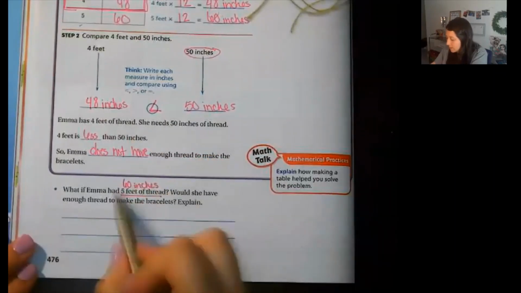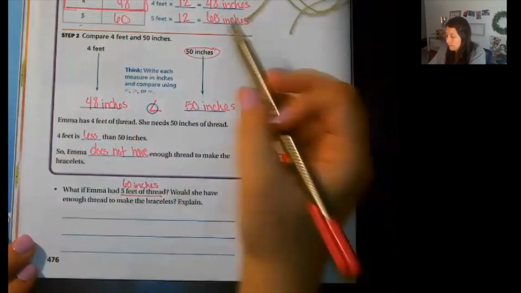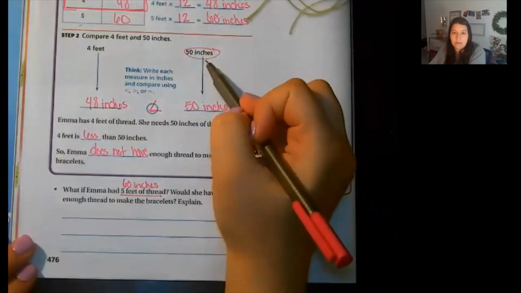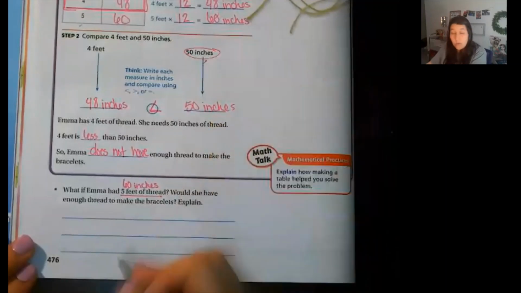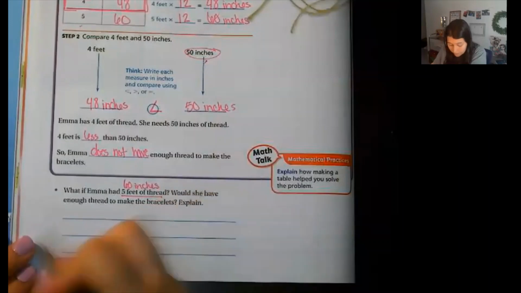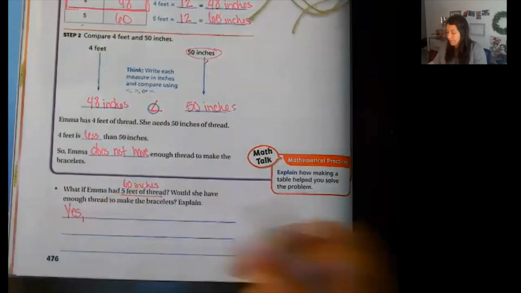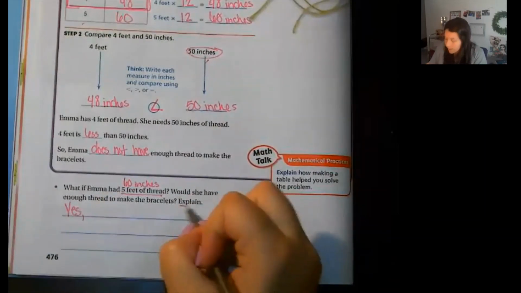And it's asking me, is 60 inches enough for her to have 50 inches to make those bracelets? And it would be, right? It's actually more. We have 10 inches more. She'll have leftover. So here we would say, yes, she can, right? She does have enough.